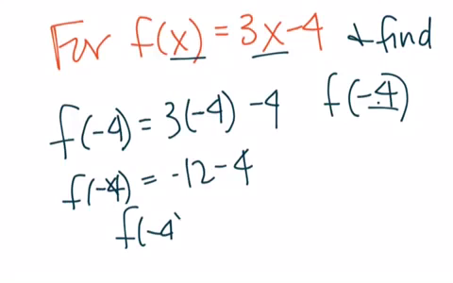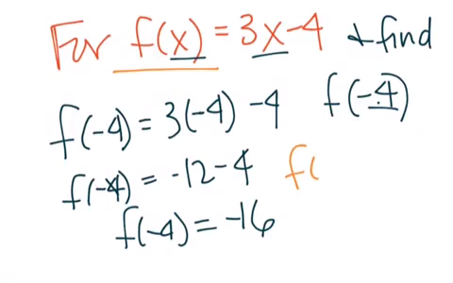F of -4 is going to equal -16. So, what we're doing here is we're trying to find the y value. F of x, which seems, I know, even crazier to say this, f of x equals y. That's another way to find your y value. Okay? So, when you put in a value for x, you're solving for your y value.